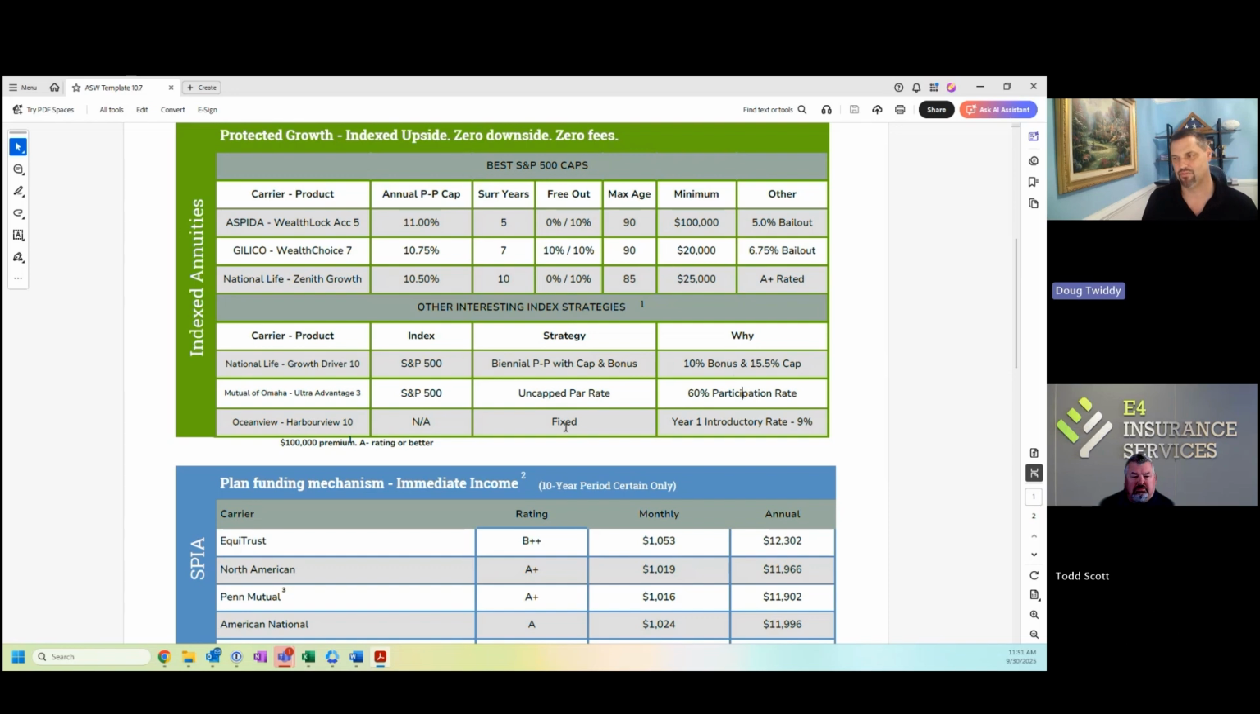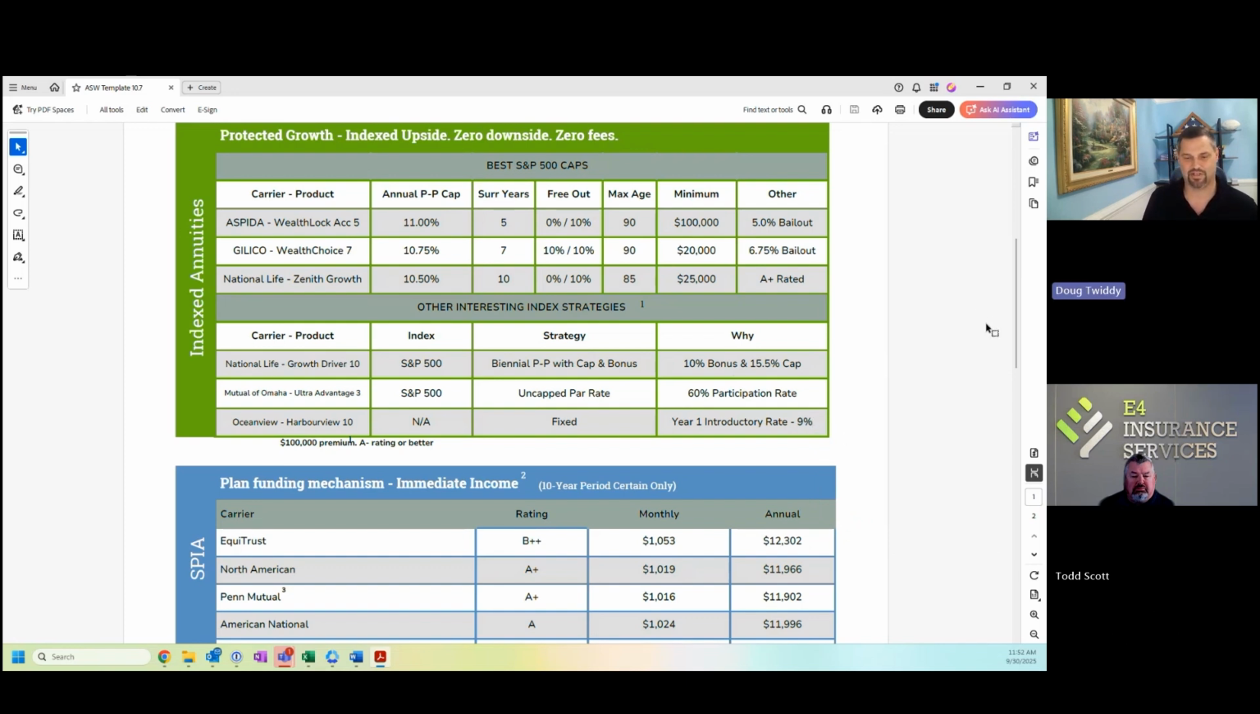Ocean View's Harbor View 10 has a guaranteed 9% fixed interest rate for year one. It's not going to stay there after that, but if you're looking for a nice, strong return in year one, that's a good option. They also have really good S&P caps to roll to after that.